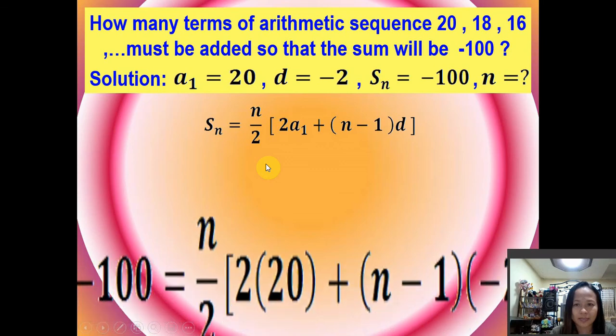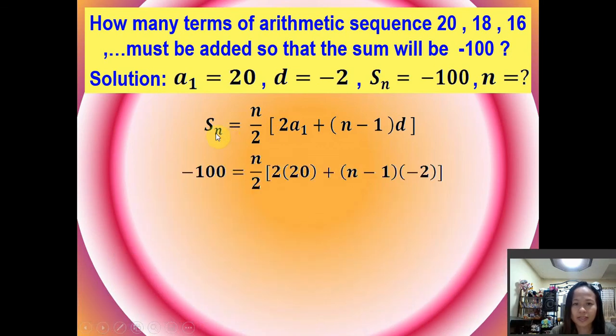Substituting, we have the sum of n terms. We are given negative 100, so we will substitute negative 100 here. Our n, we don't know. So it's n divided by 2. This is what we are going to look for. We have 2 here, and then the first term is equal to 20. Plus n minus 1 times our common difference d, which is negative 2.